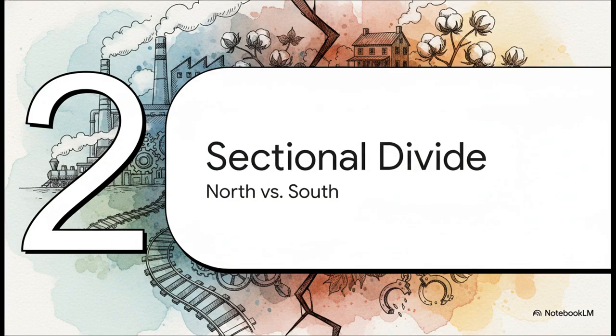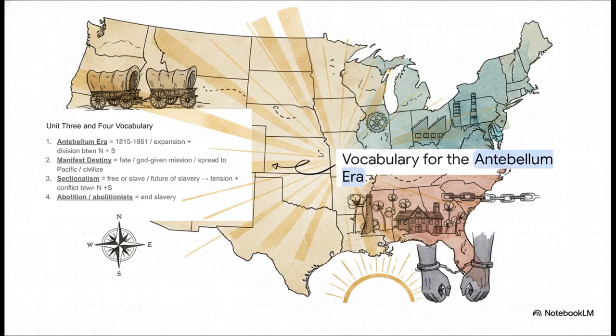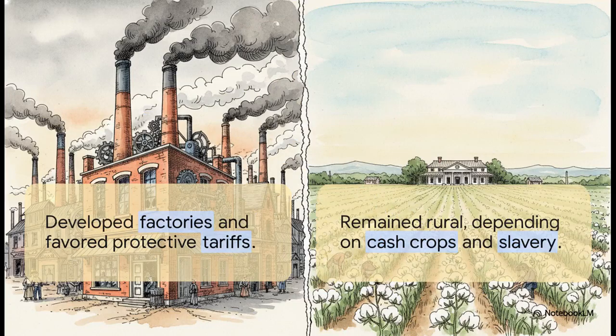Moving on to Section 2, defining the sectional divide. Let's look at how all this growth actually fractured the nation into two distinct, competing regions. So that whole concept of manifest destiny, that mission to push to the Pacific, it directly fueled sectionalism. Sectionalism is that growing tension and conflict between the North and the South. And the reason why is simple. Every single time a new territory was acquired, the immediate burning question was, will this new land be free? Or will it allow slavery? Because of this, we see two completely opposing ways of life emerge.